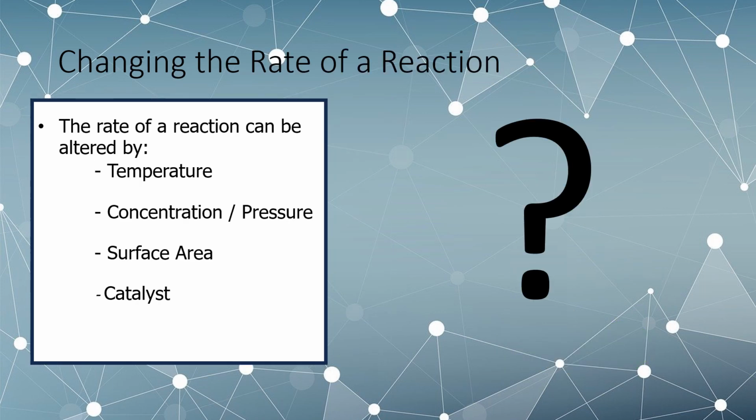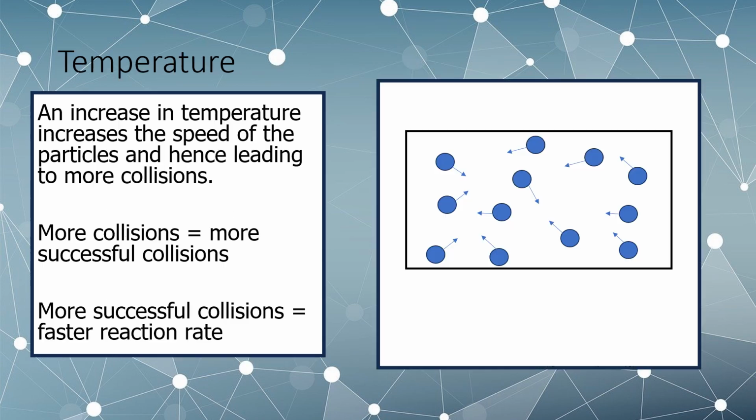There are four main ways to change how quickly or how slowly a reaction occurs. These are temperature, concentration or pressure, pressure being for gases and acts in a similar vein to concentration, which we'll discuss shortly, surface area of a solid material, and through the use of a catalyst. We will now explore each of these concepts in detail.